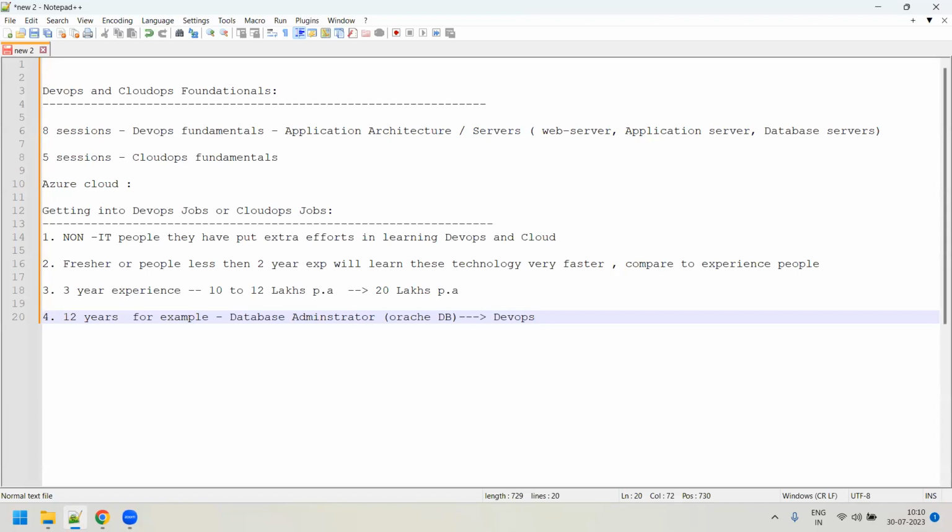So what happened is, when a database administrator sees that people with much less experience, 7, 8 or 9 years, are working for 40 or 45 lakhs, the question comes to their mind: if they are able to, why can't I? And they know that, okay, and what happened, right?